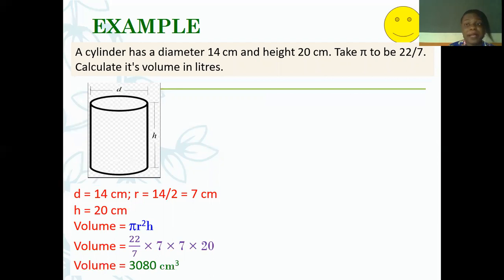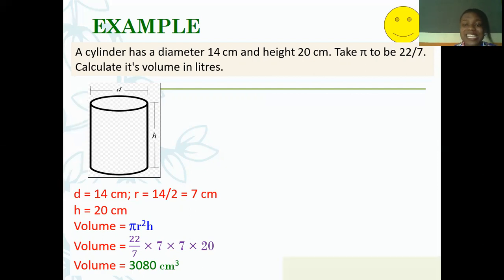Okay, not necessarily a problem, but there's a hitch. There's a further step we need to take. Let me put it like that. Our answer is supposed to be in liters, and we have it in cm cubed. So we need to do some manipulations and calculations here.